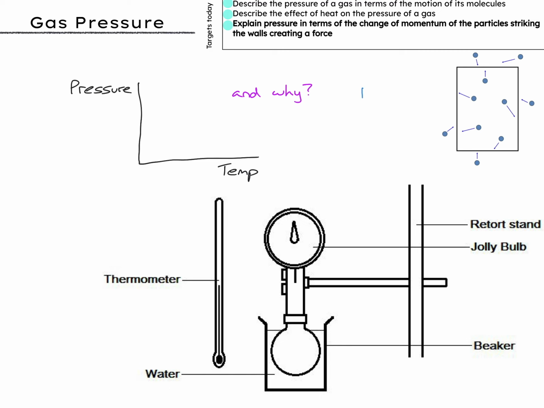Well, as the gas gains thermal energy, its particles move faster. If they move faster, not only will they hit the walls harder, but they will also hit the walls more often. This means that the pressure will increase.